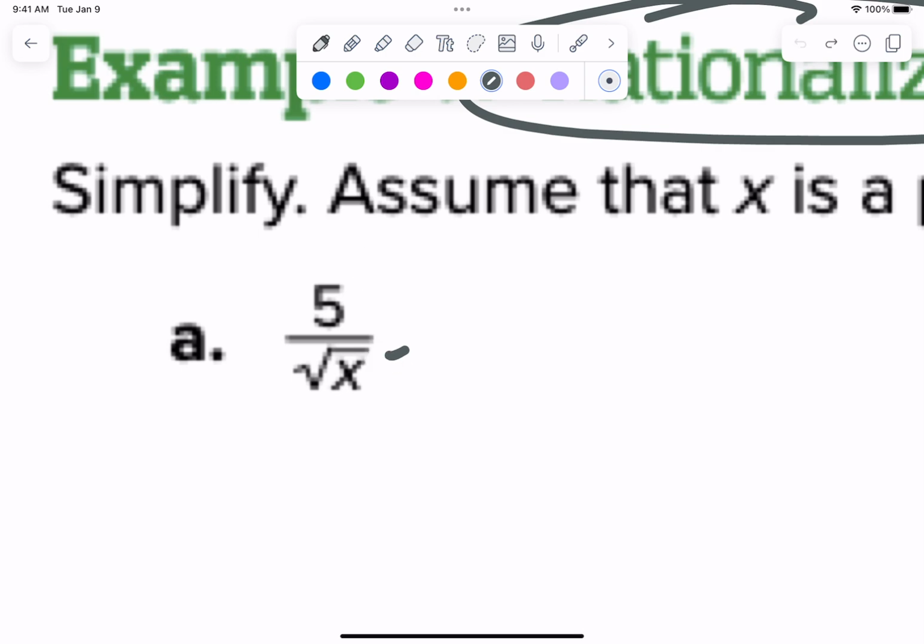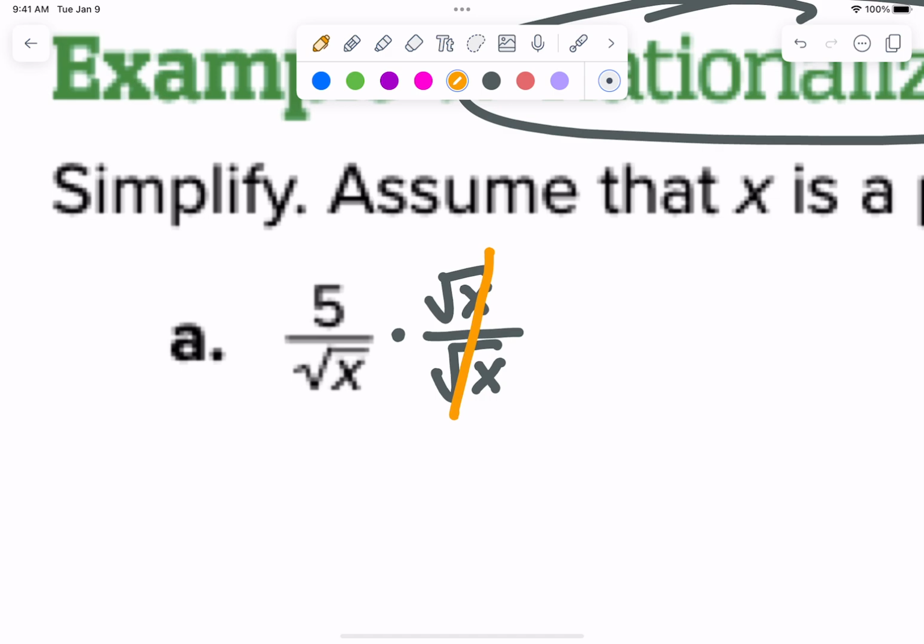What I can do is multiply by the square root of x over the square root of x. Now, why can I get away with doing that? Because it equals 1. The square root of x over the square root of x reduces to 1. So I am multiplying him by 1, and when you multiply something by 1, it doesn't change its value. It just changes what he looks like. Does that make sense?